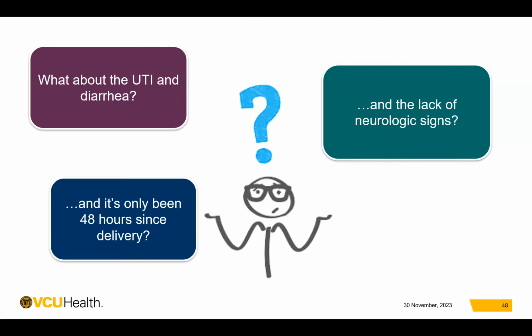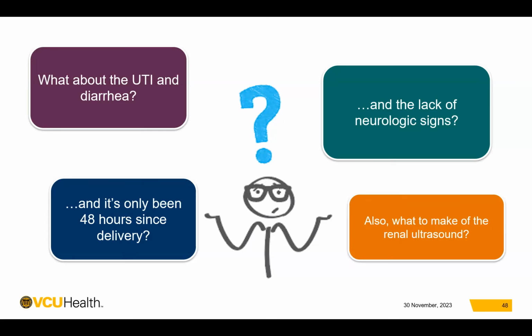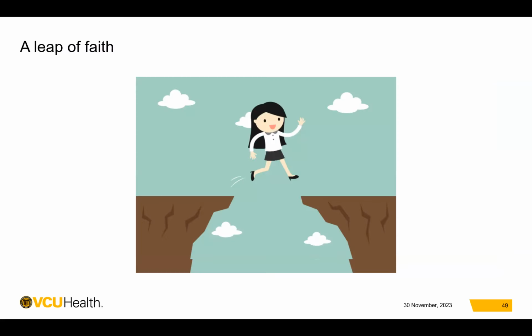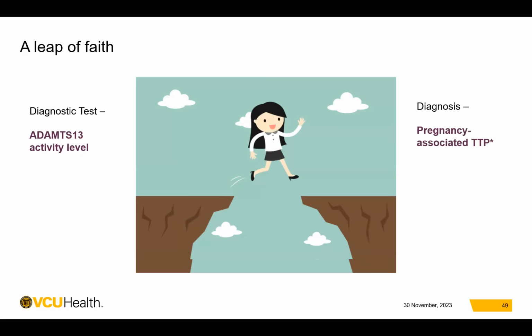But what about that our labs were only 48 hours after delivery and not 72 hours after delivery? Well, they were getting worse. And if we were going to have resolution by 72 hours, we probably would have seen some improvement in the labs. And lastly, I'm sorry, Dr. Kidd, but I didn't know what to make of the renal ultrasound. I tried to find the answer, and I don't know. So it's definitely a piece of uncertainty. So I'm going to have to take a leap of faith, and I'm hoping that our discussant is going to tell me about an ADAMTS13 activity level, and I'm really hoping that it's going to be severely reduced, because I think our patient has pregnancy-associated TTP.